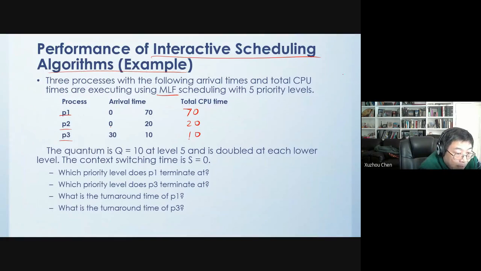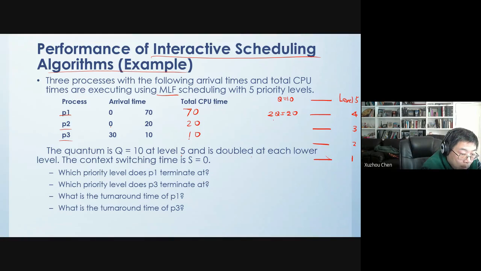So you have 5 priority levels: level 5, level 4, 3, 2, and 1. Now the time quantum is Q. The time quantum Q is 10 at level 5, and it doubles at each lower level. So now the Q is 20. It's actually 2Q, which is 20.